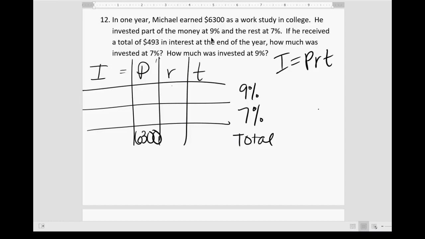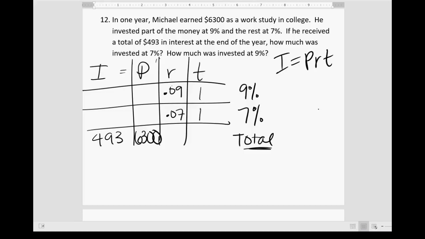So, okay, let's see what else. He invested part of the money at 9%, the other part at 7%. So we're going to put 9% under the rate for the row for 9%. We're going to put that as a decimal, so we're going to say 0.09. And then we're going to put 7% here, 0.07. He received a total of $493 in interest. So the total he got in interest is $493 after 1 year. So the time for both is just 1 year.